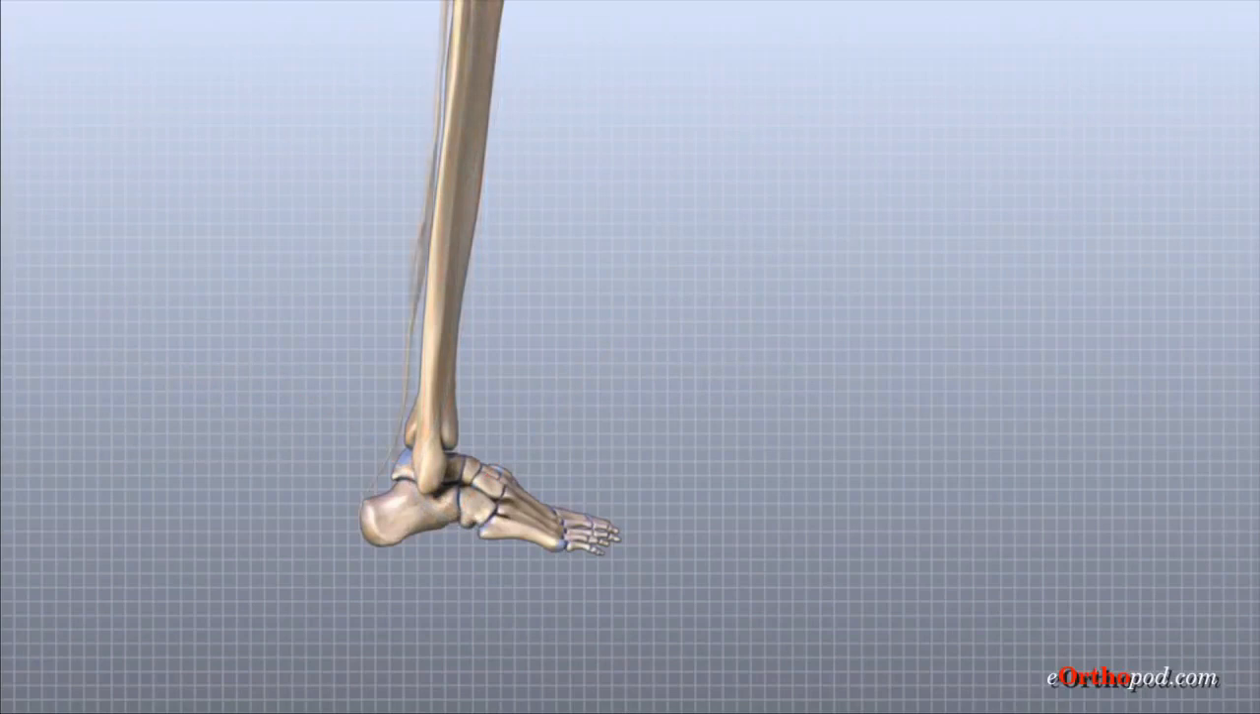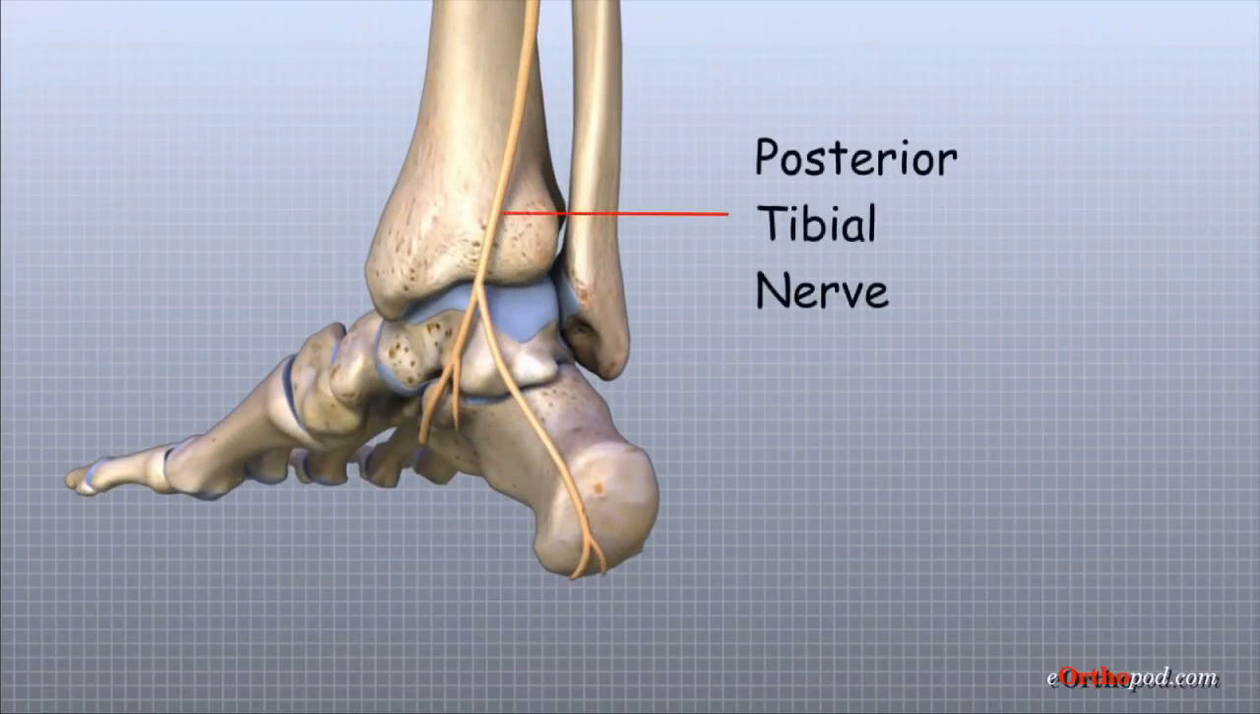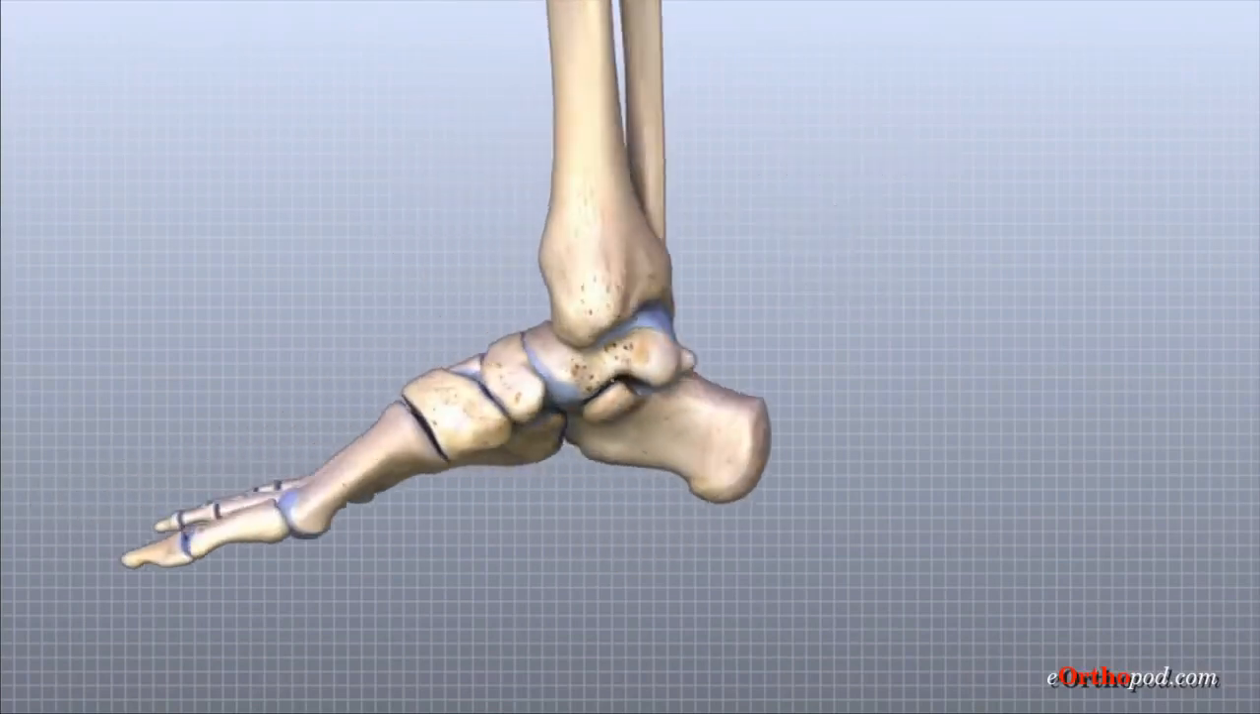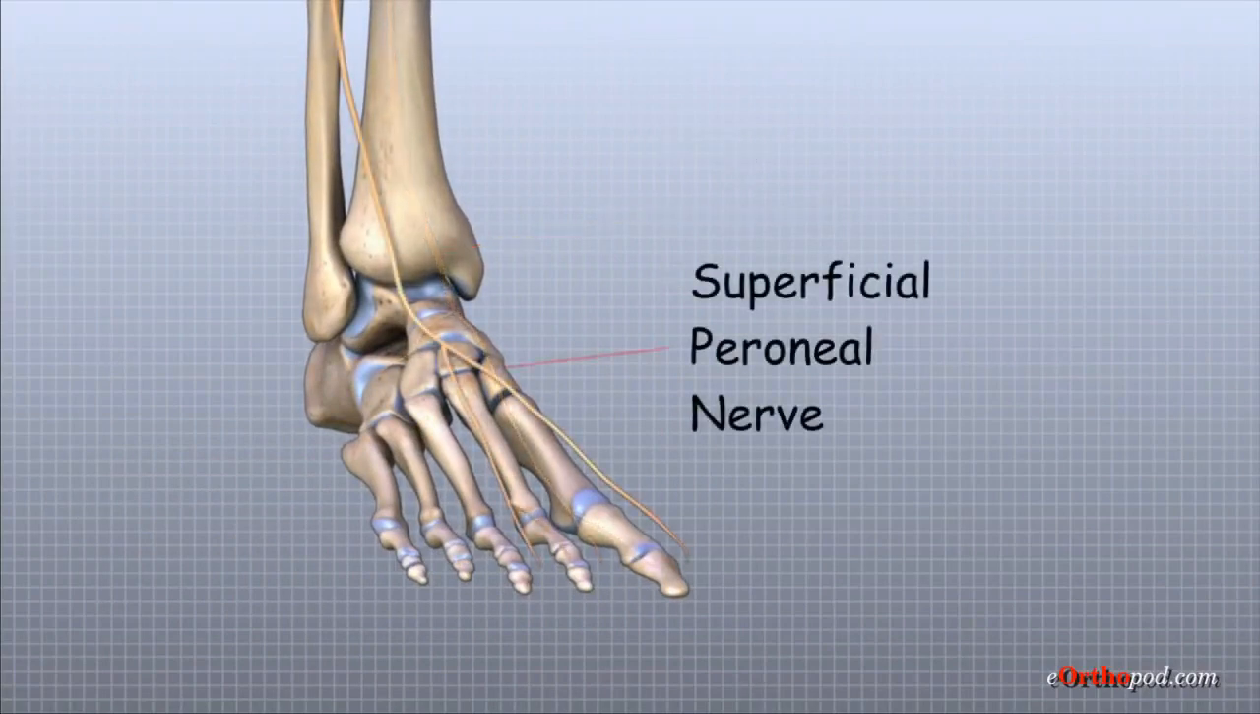The nerve supply of the ankle is from nerves that pass by the ankle on their way into the foot. The large posterior tibial nerve runs behind the medial malleolus and into the foot to control the muscles in the sole of the foot. The deep peroneal nerve crosses in front of the ankle on its way to the top of the foot. Multiple branches of the superficial peroneal nerve cross along the outer edge of the ankle.